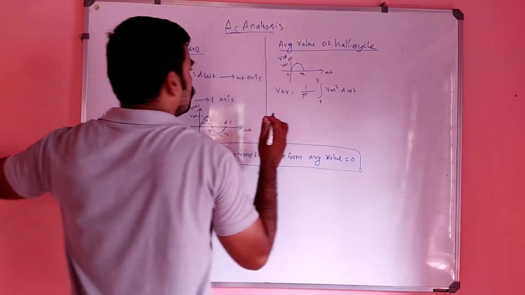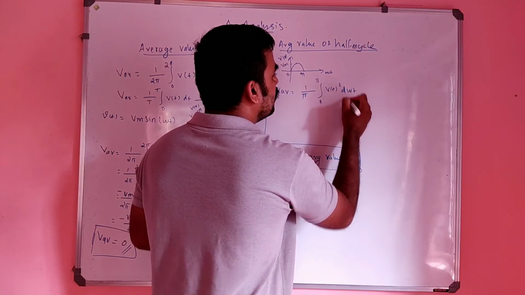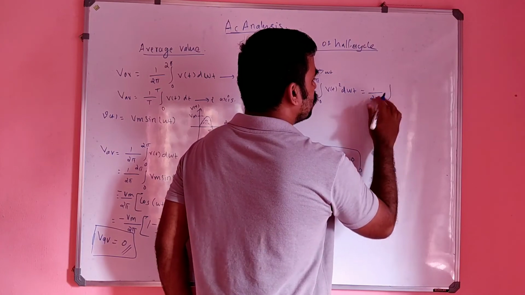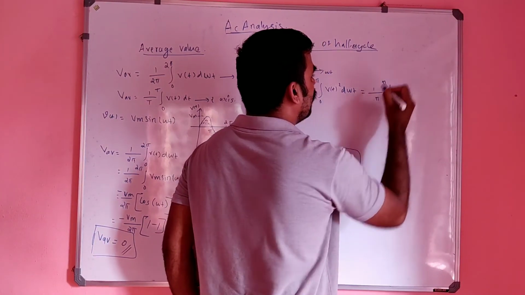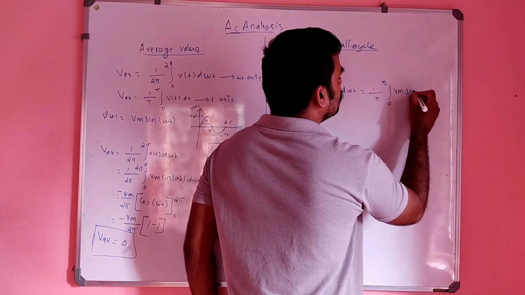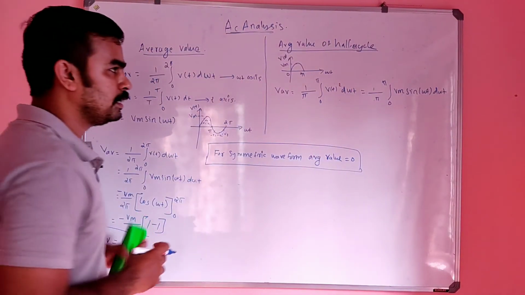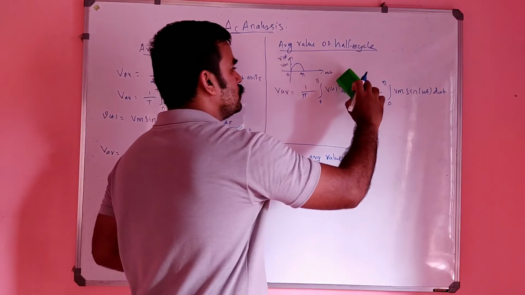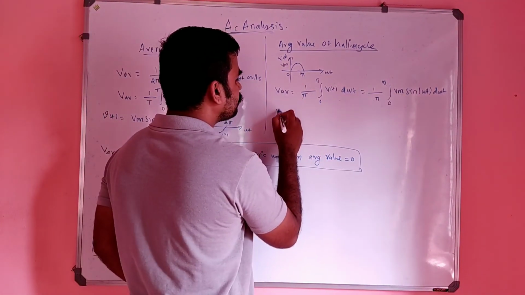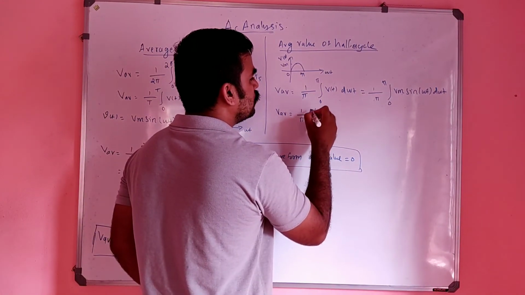Right? So V of t d omega t, which is nothing but 1 by pi integral 0 to pi. What is V of t now? V of t is nothing but Vm sin omega t d omega t. There is no change in that. Oh, sorry, this is not square, actually simply V of t. So V average is equal to 1 by pi integral 0 to pi.